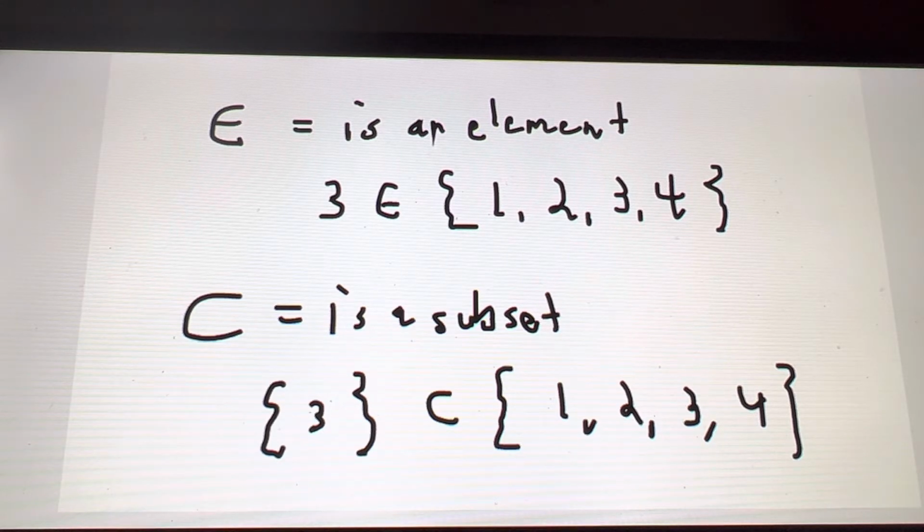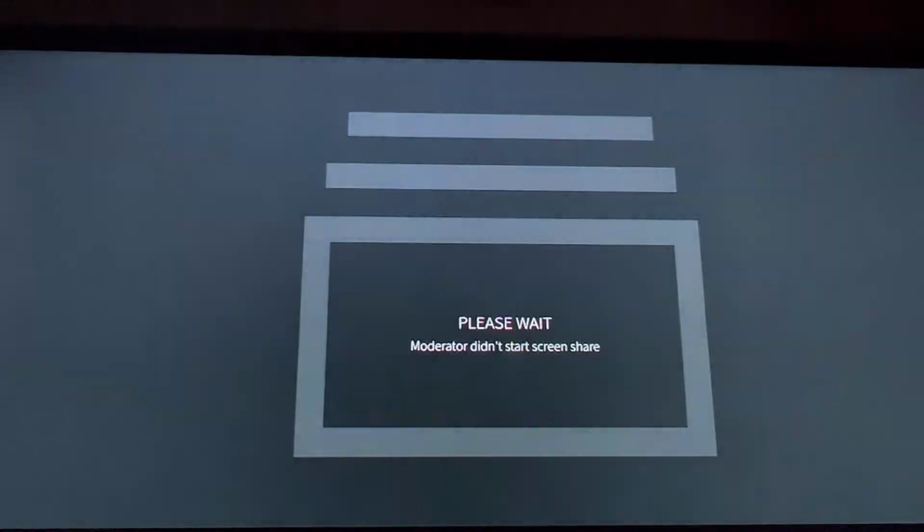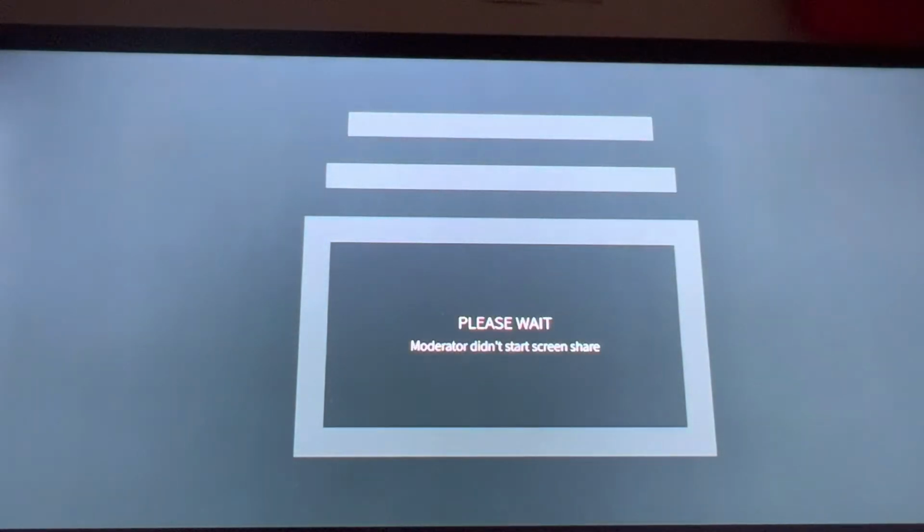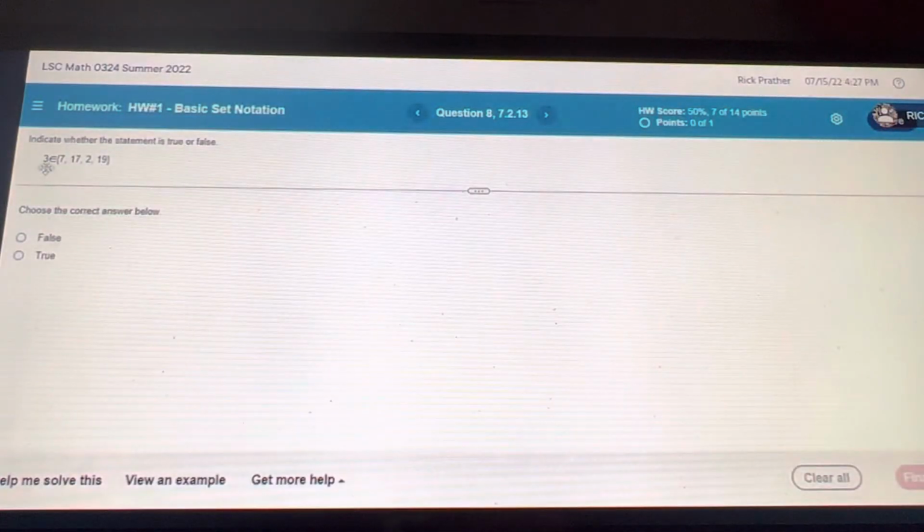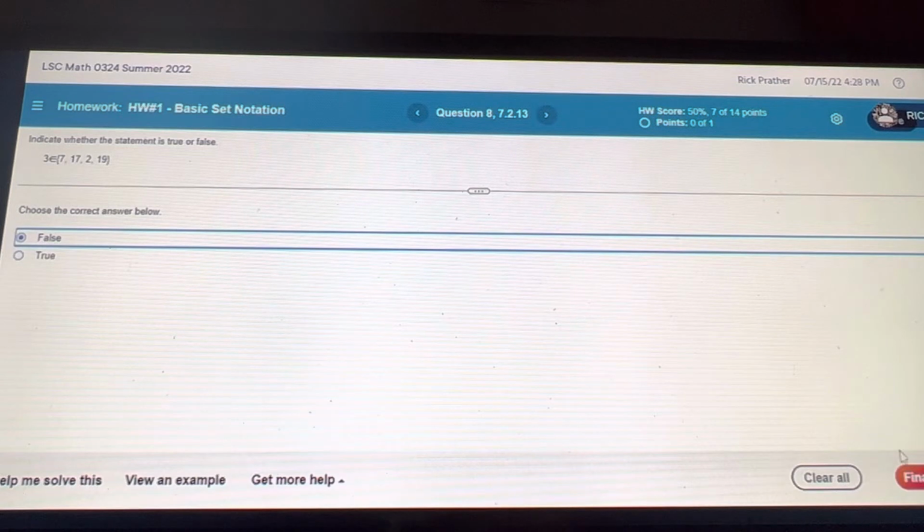There are slight technicalities here. For elements, you don't put any squigglies around an element, and you have to put squigglies around a subset or any kind of set. They'll sometimes trick students by leaving the squigglies off here or putting squigglies here when you're not supposed to have them. So little details like that are easy to overlook. So 3 is not in this set, so that's false. That's not an element of it. It's literally not in there.